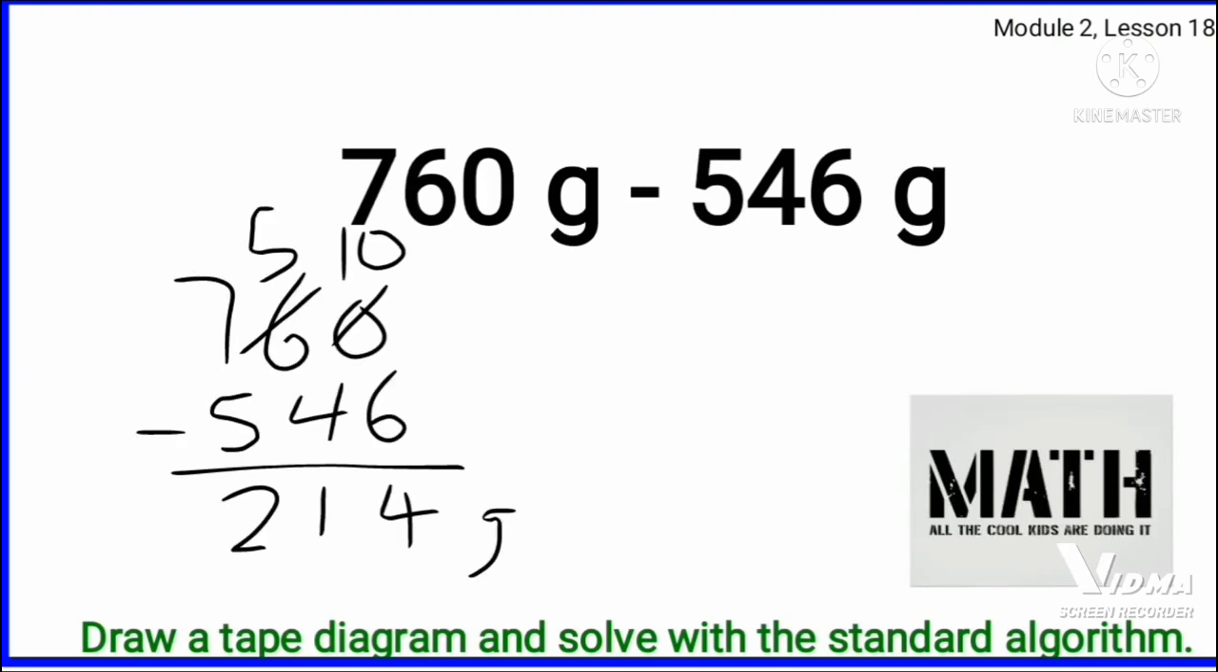One more. 760 grams minus 546 grams. 760 minus 546. I cannot remove 6 from 0. So I have to decompose a 10. So I have 10 ones minus 6 ones is 4 ones. 5 tens minus 4 tens is 1 ten. And 700 minus 500 is 200. My answer is 217 grams.